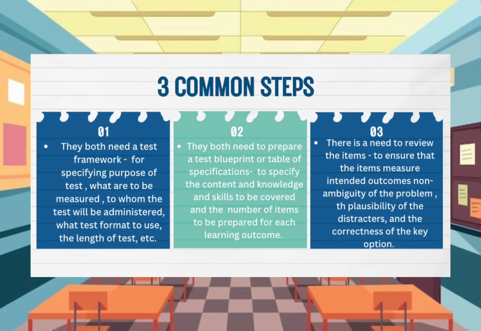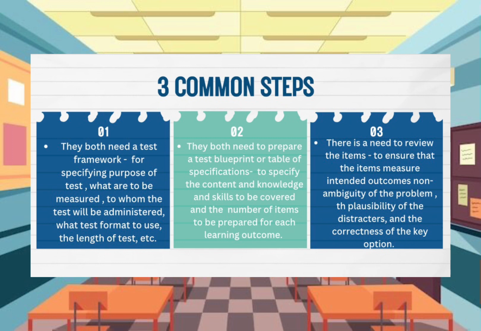In order for them to specify the purpose of the test, what is to be measured, to whom the test will be administered, what test format to use, the length of the test, and so on. Second, they both need to prepare a test blueprint or table of specification. Why do they need to prepare this? In order for them to specify the content and the knowledge and skills to be covered and the number of items to be prepared for each learning outcome.